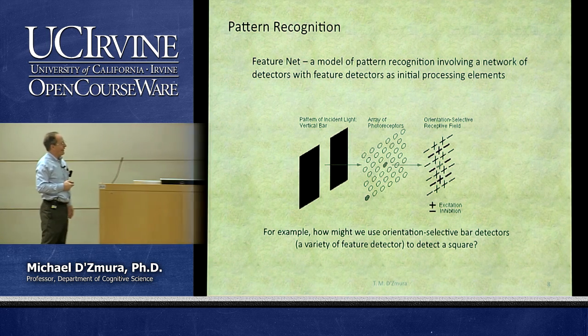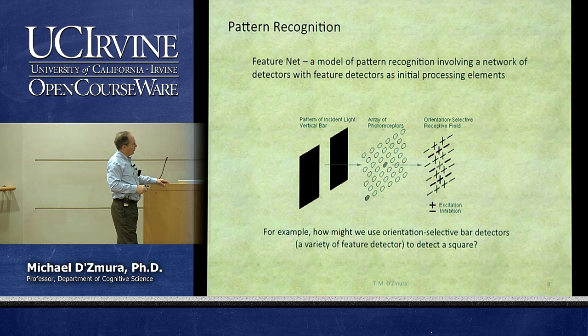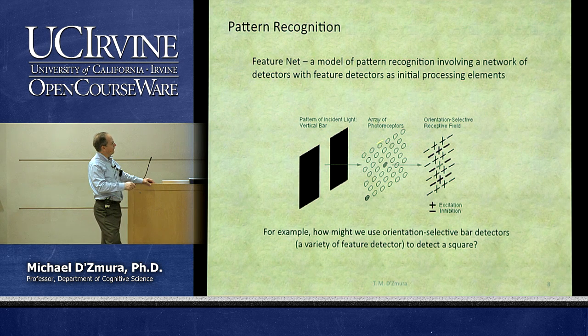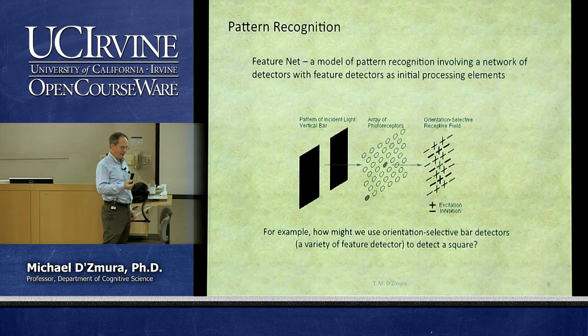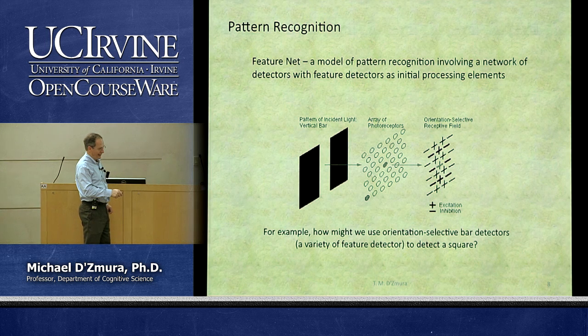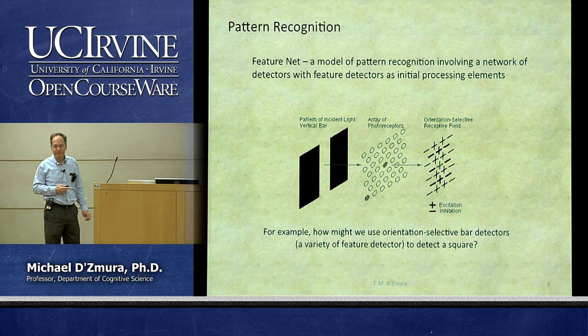So, what is a feature detector? Well, here's an example. What about an orientation selective bar detector? If we were to show it a bright vertical bar, this would result in stimulation of photoreceptors. And if this bright vertical bar were in the correct position, we would get a strong response out of a vertically oriented simple cell. So how can we use such things to detect a square? That is effectively the question we're after when it comes to pattern recognition.